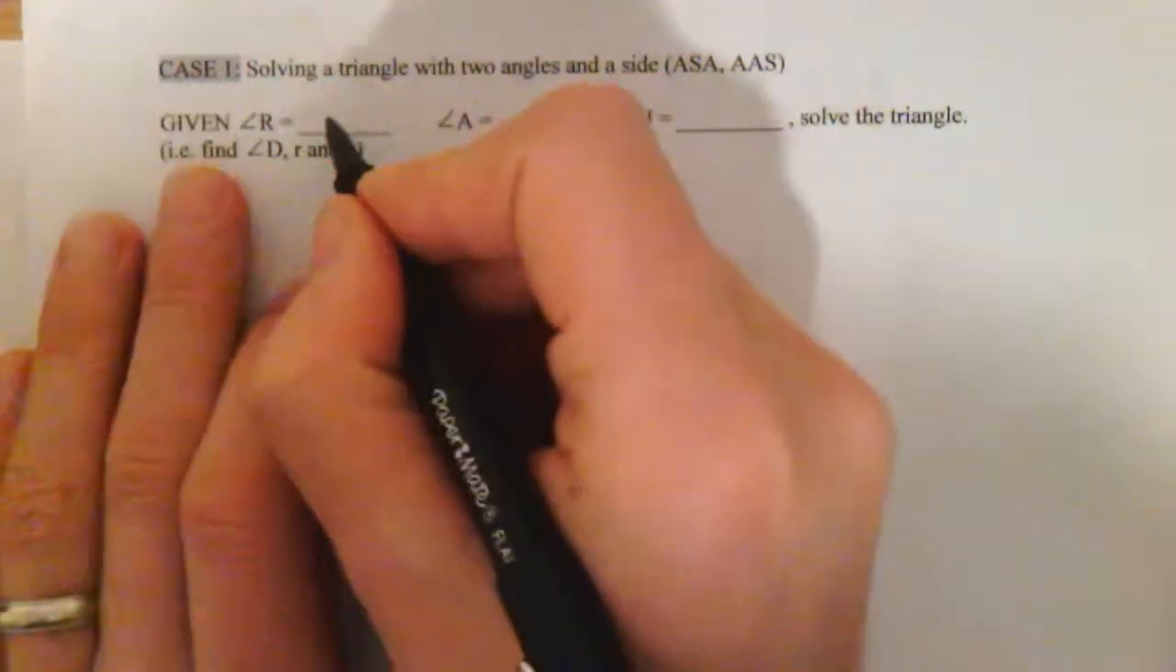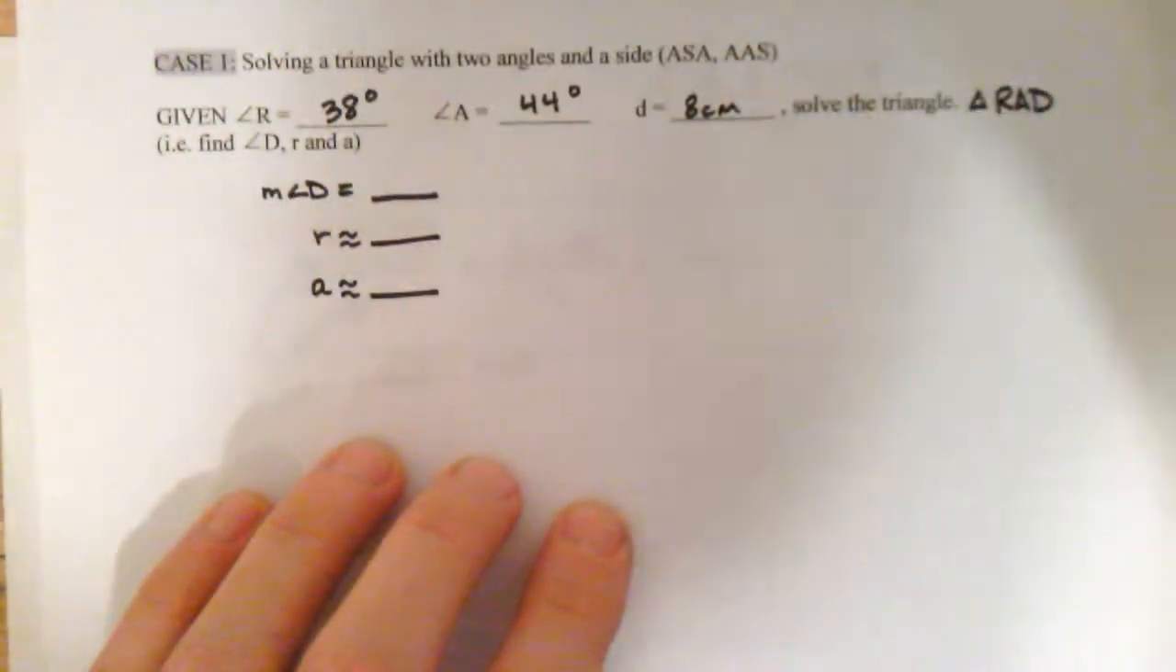Suppose that angle R is 38 degrees, and angle A is 44 degrees, and that side D is 8 centimeters. And we're asked to solve the triangle. This would be triangle RAD, which means we want to find the missing pieces. We want to find the measure of angle D. We want to find the length of side R. And we want to find the length of side A. Once we found those three pieces of information, we're good.